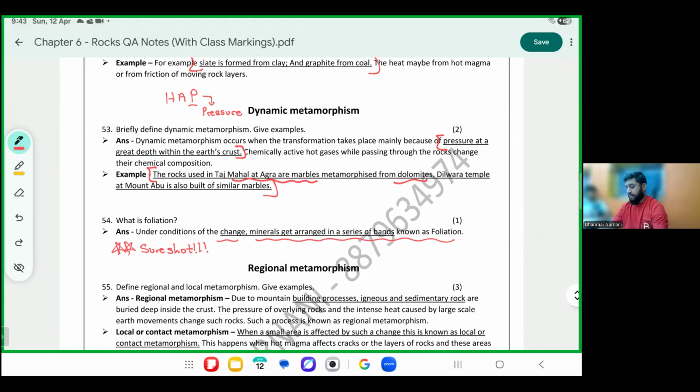No. Exfoliation was in weathering, where layer by layer things come out, which was in chemical.